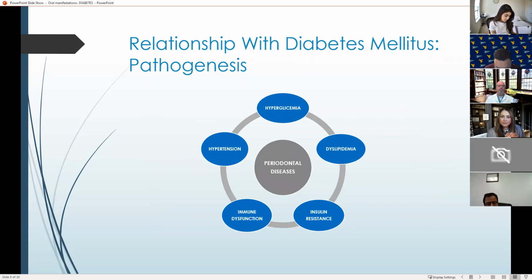So the most widespread hypothesis states that diabetes might affect periodontal tissue in a way similar to how it affects retinal, neural, and renal tissue. That is, through vascular damage. The same five pathological mechanisms that I mentioned before, hyperglycemia, hypertension, dyslipidemia, immune dysfunction, and insulin resistance, that cause the well-known systemic condition of diabetes could play a significant role in the pathogenesis of periodontal diseases.